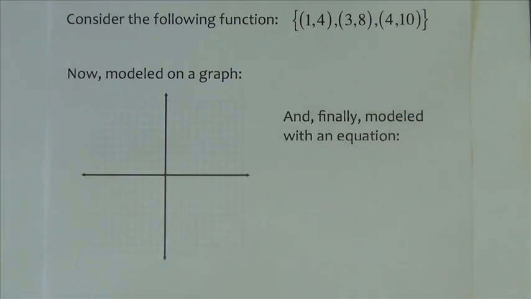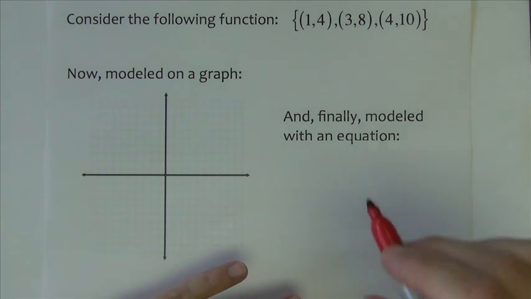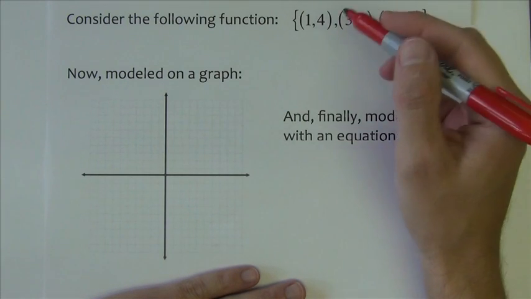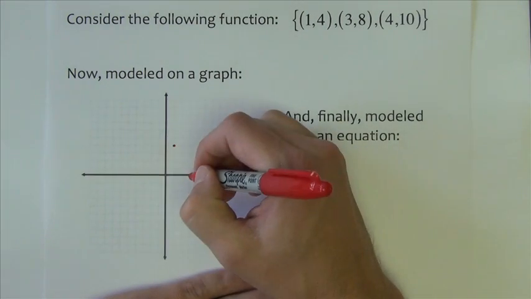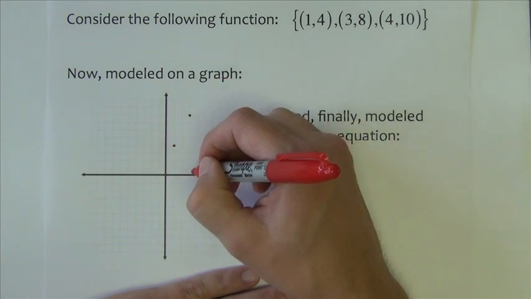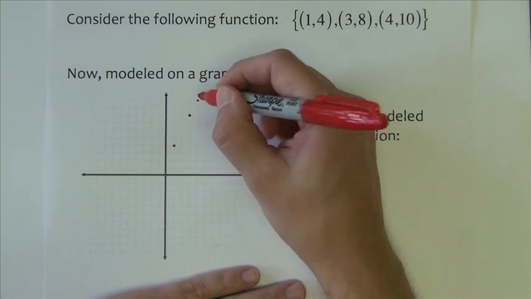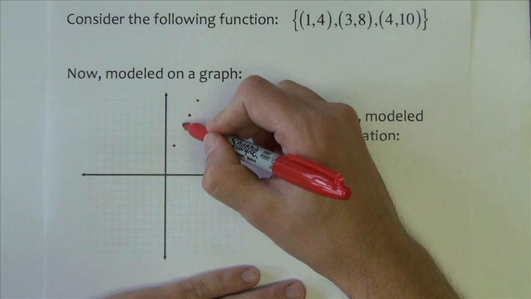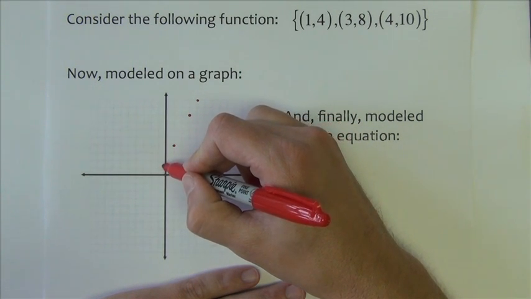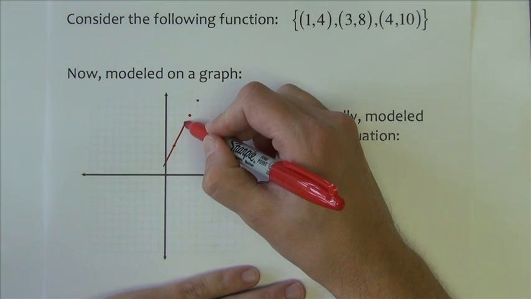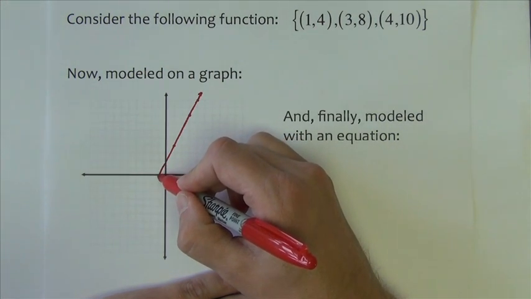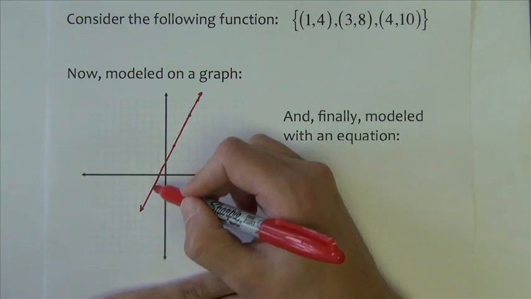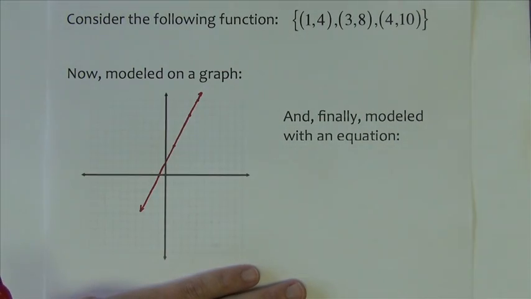First example here says, consider the following function. I know it's a function because every x there has only one y value. Let's put these points on a graph: 1, 4, 3, 8, 4, 10. We can see that these points fall on a line. I do my best to connect them. And if I were to extend this, we can see that it is a function. It would pass a vertical line test.